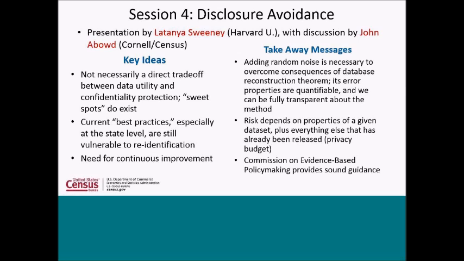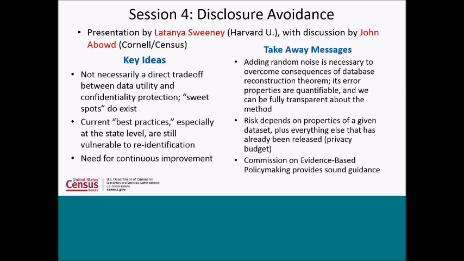In her work, she's shown that current best practices, in quotes, especially at the state level, are still very vulnerable to re-identification. And she advocates a system of continuous improvement where people are continually trying to break the system and, based on what they find, then improve the system. Some of the takeaway messages, one that was really stressed by John, was that adding random noise to our data is going to be necessary to overcome the consequences of the so-called database reconstruction theorem. The positive aspect of this is that once you do that, the error properties are fully quantifiable, and we can also be fully transparent about the method.